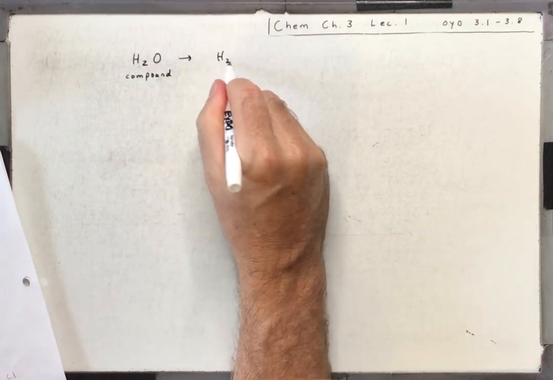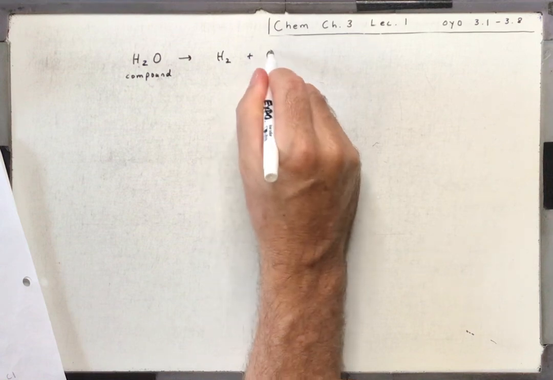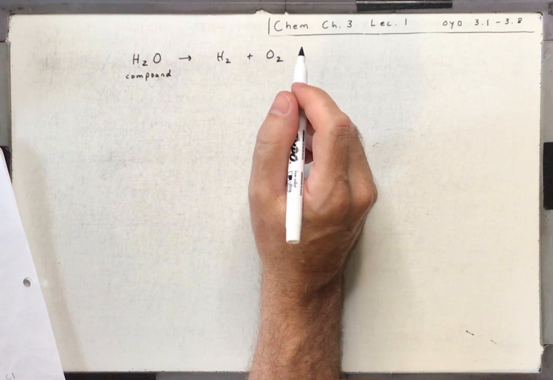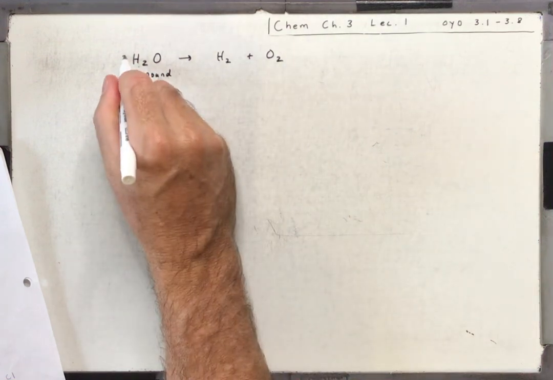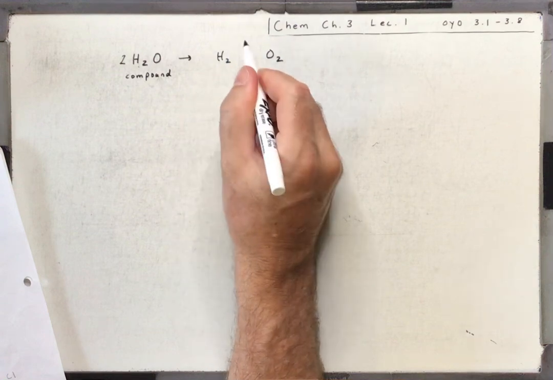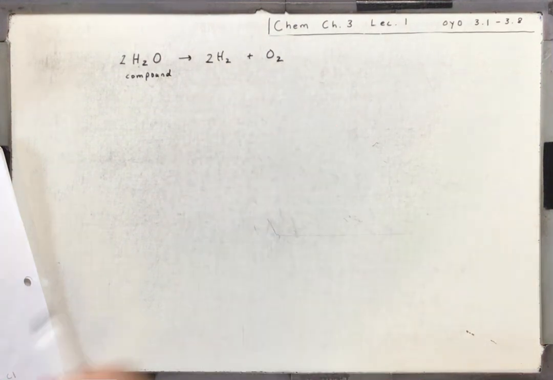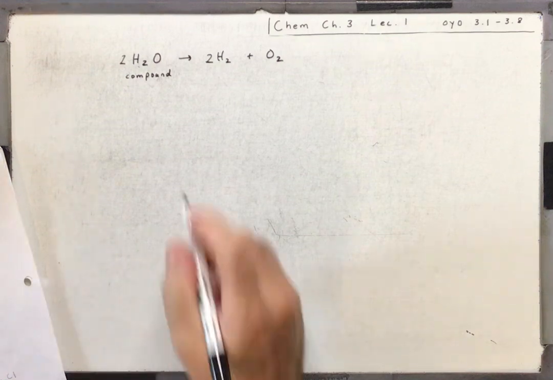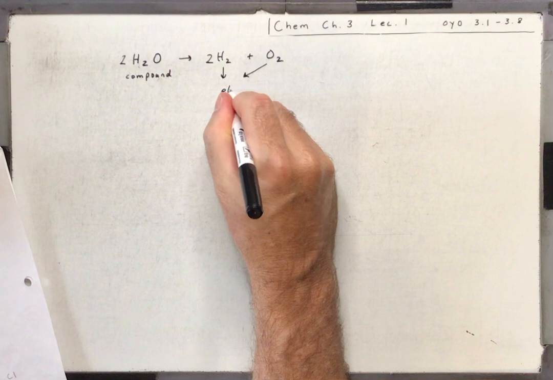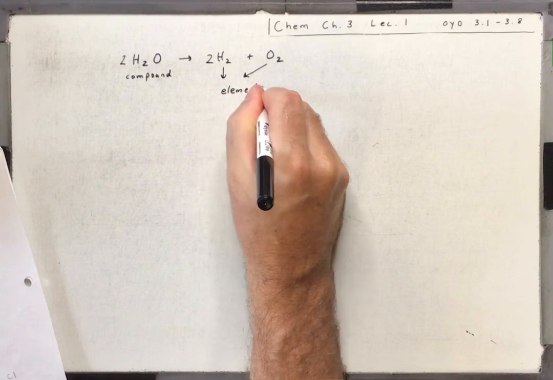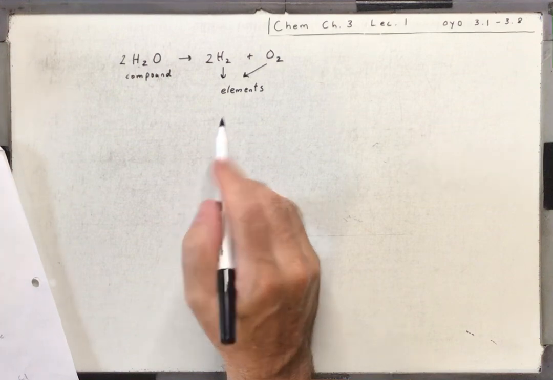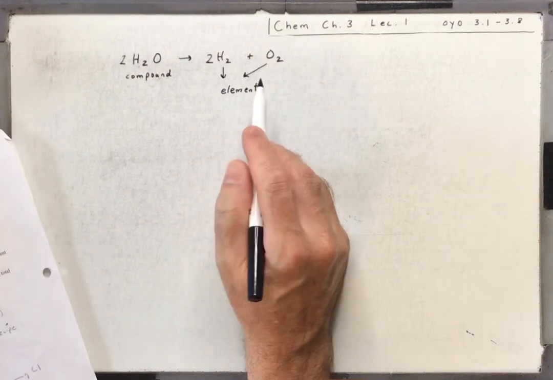Hydrogen appears in nature as H2, oxygen as O2. You'll learn about that in a future chapter. All right, and just a little bit of foreshadowing here, we also have to balance. All right, so this is a compound, but both of these are elements. All right, so really that's a hydrogen and an oxygen molecule there.